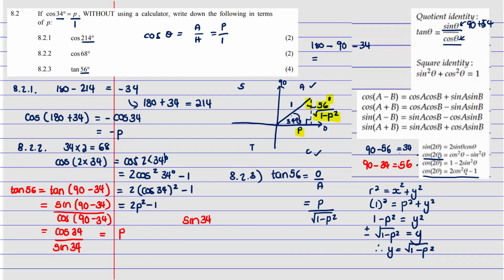Now in sine 34, we're going to use this 34 as the reference. Sine is opposite over hypotenuse, right? So this is going to be opposite, which is the square root of 1 minus p squared, over hypotenuse, which is 1, so this is the same as the square root of 1 minus p squared. Do you agree that this sine is equal to the square root of 1 minus p squared? Is everyone okay with that? Yes, ma'am. So do you see that you can use either one, and you're still going to arrive at the same answer? Yes, ma'am. Okay, cool. So that's how you would answer this question.